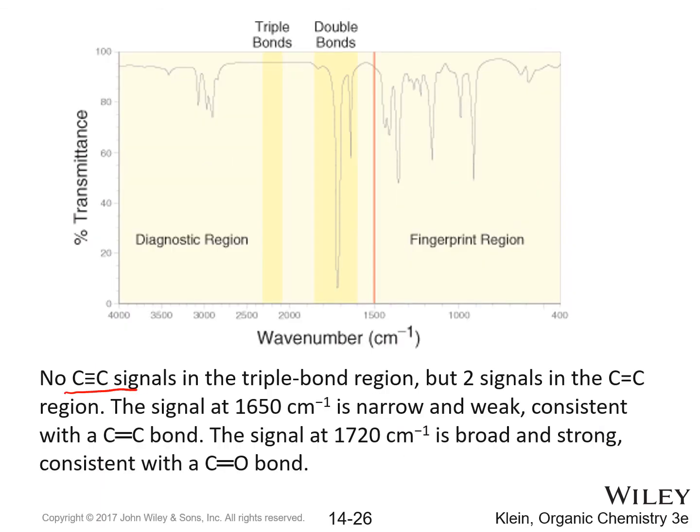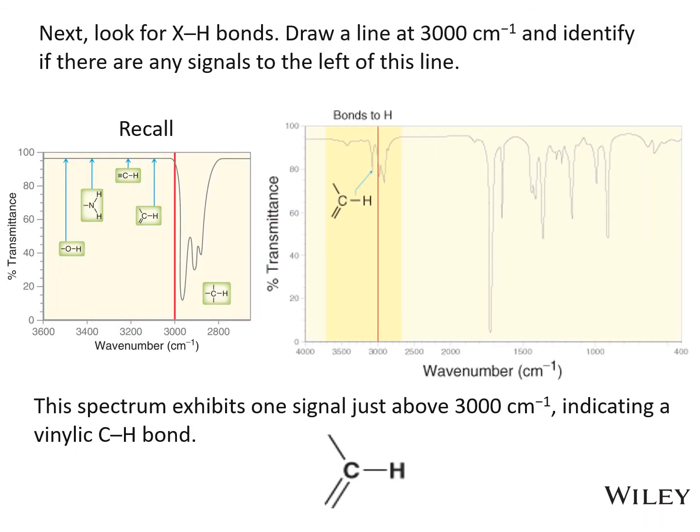All right, again, we see no carbon-carbon triple bond signals, but we've got our two signals, which indicate a carbon-carbon double bond and a carbon-oxygen double bond. Next, we're going to look for our HX bonds. Now, that's above 3,000.